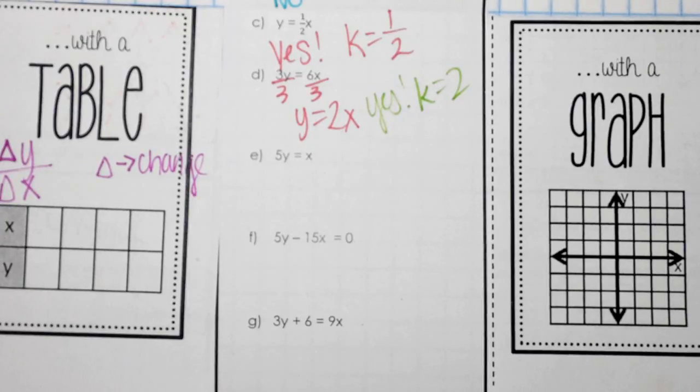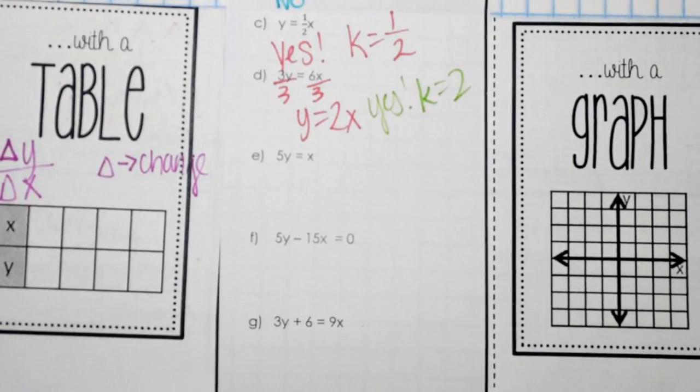Alright, Reggie. Do you think this is a direct variation? Why? Why do you think it's a direct variation? So that means our y-intercept is what? 0. Good job. So this is a direct variation. Now, can anybody help him out and say what we need to do to y? We got to divide. Divide by what? 5.